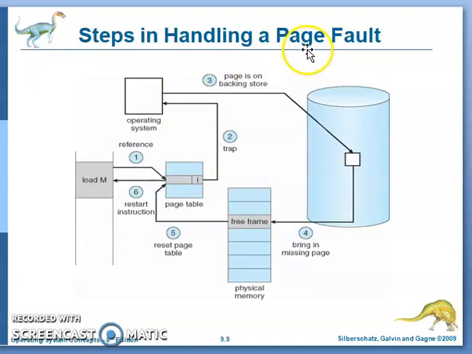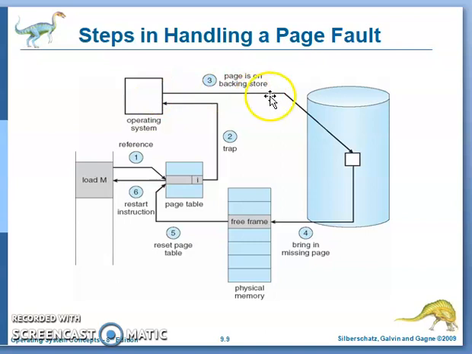Steps in handling a page fault. A page fault means the page is not in physical memory. So if you require a module M and it is not in physical memory, the page table indicates I. I means the page is not available in main memory. Then you go to the operating system.